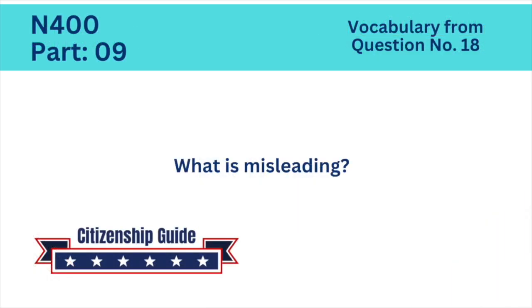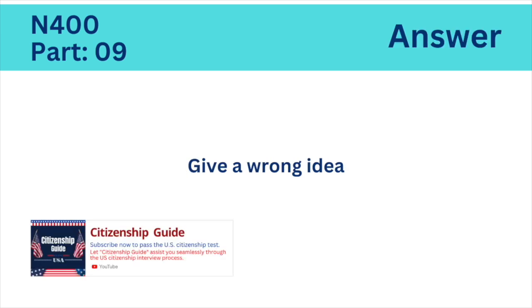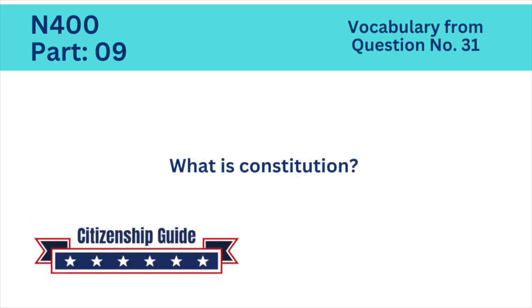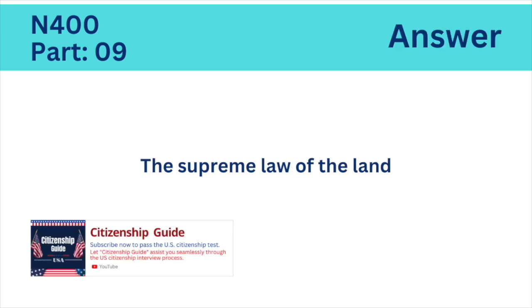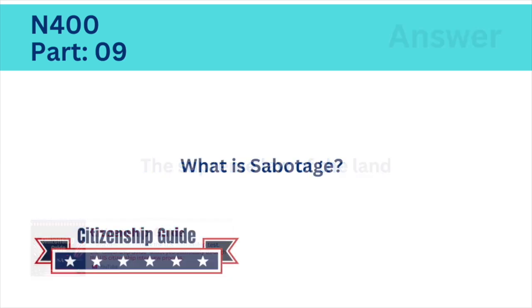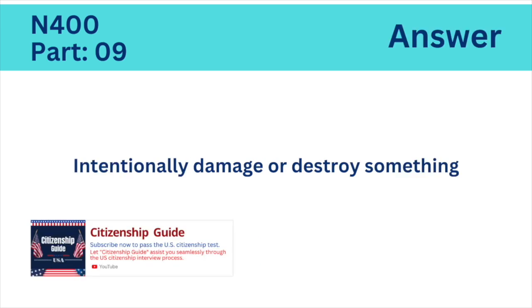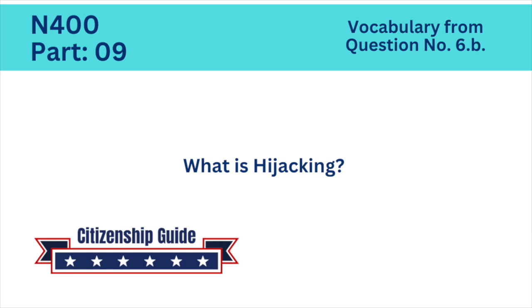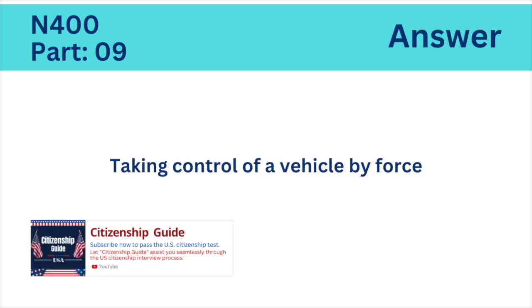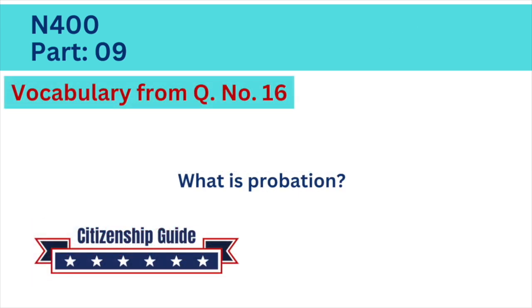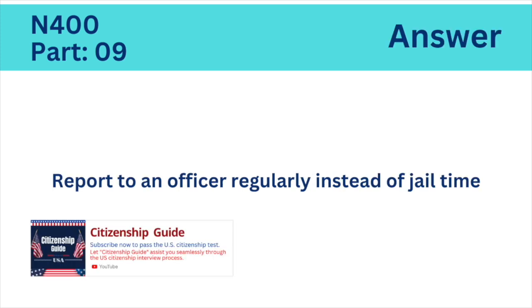What is misleading? Give a wrong idea. What is constitution? The supreme law of the land. What is sabotage? Intentionally damage or destroy something. What is hijacking? Taking control of a vehicle by force. What is probation? Report to an officer regularly instead of jail time.